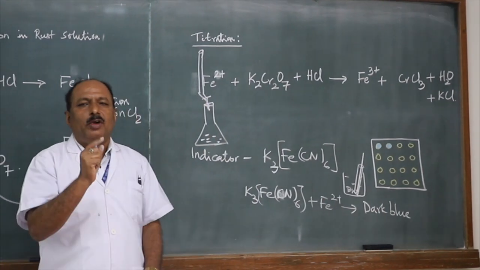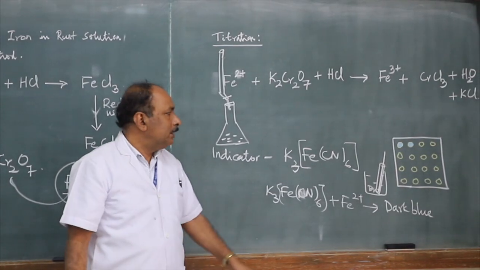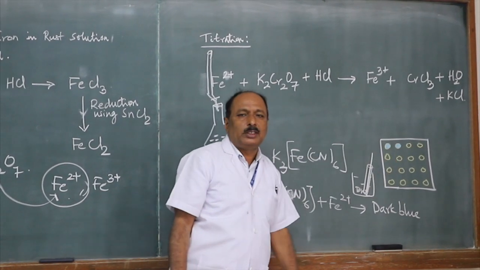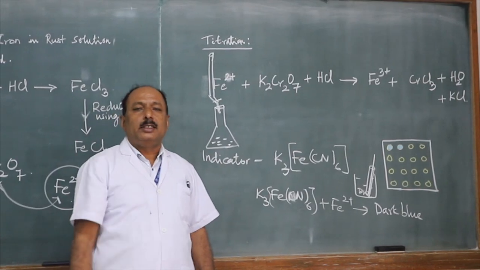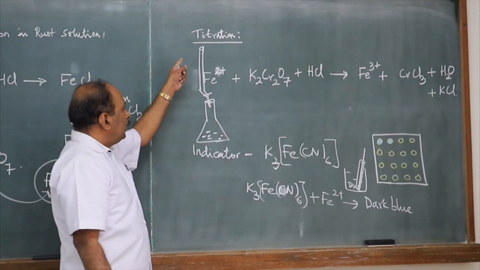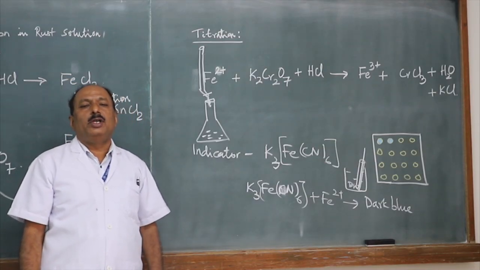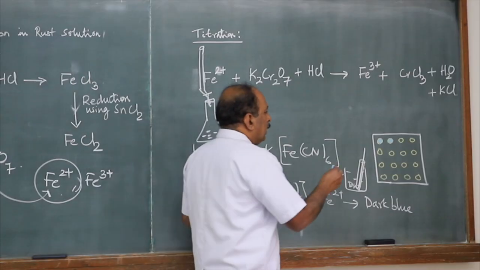But if you observe very carefully, you will notice that the intensity developed will be lesser than the intensity for the first drop, indicating that the concentration of ferrocyanide is getting reduced. Like that, you go on adding 1 ml of potassium dichromate at a time, and every time you go on checking for the color change.